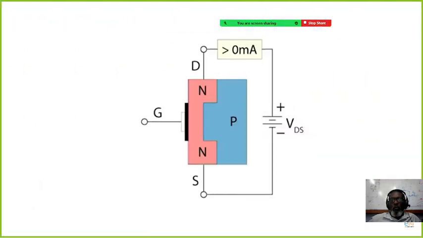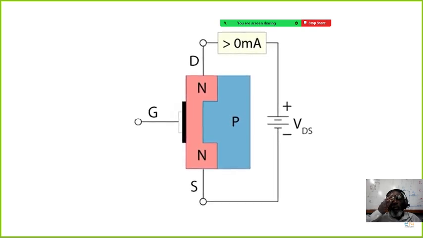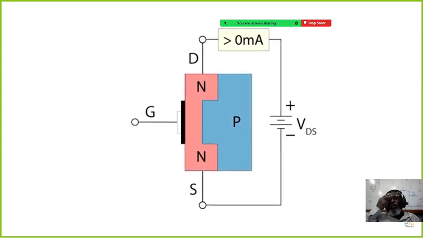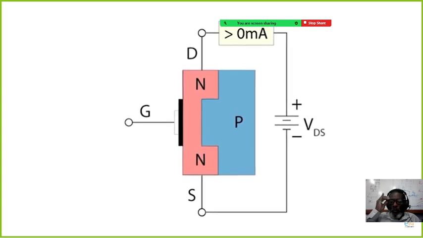Let's look at an N-channel DMOSFET. Like in a JFET, the drain and source are connected by a channel. No connection or voltage at the gate is required for current to flow between the source and drain. The MOSFET, by default, is effectively on.